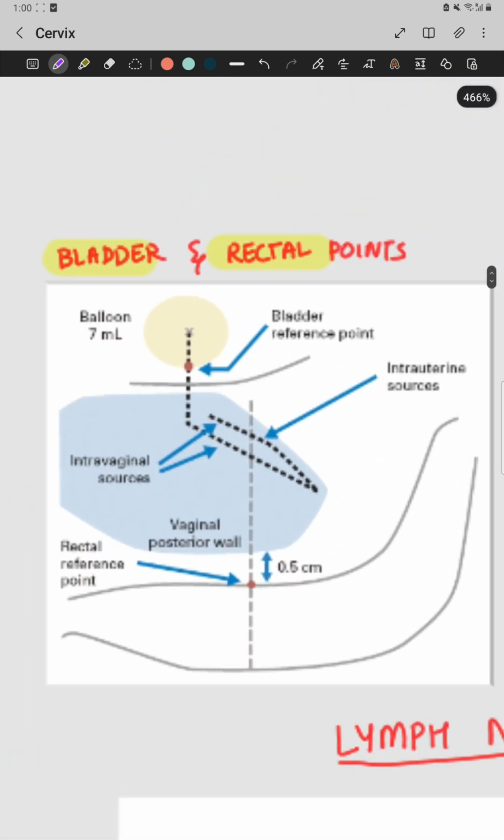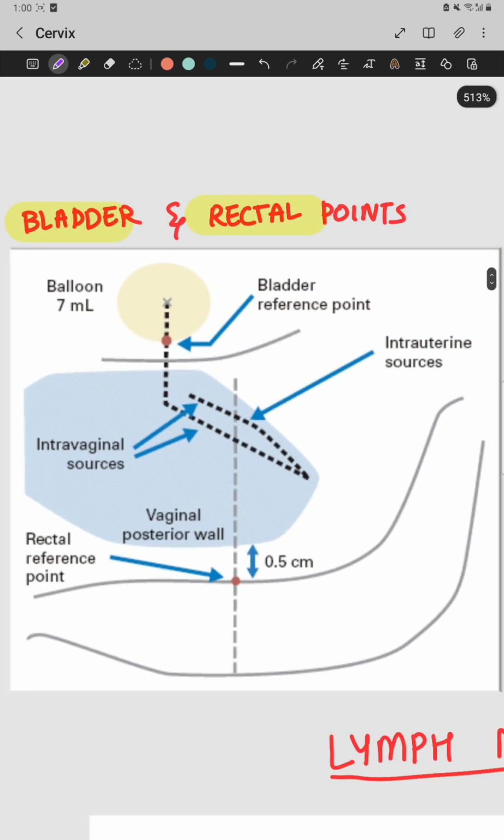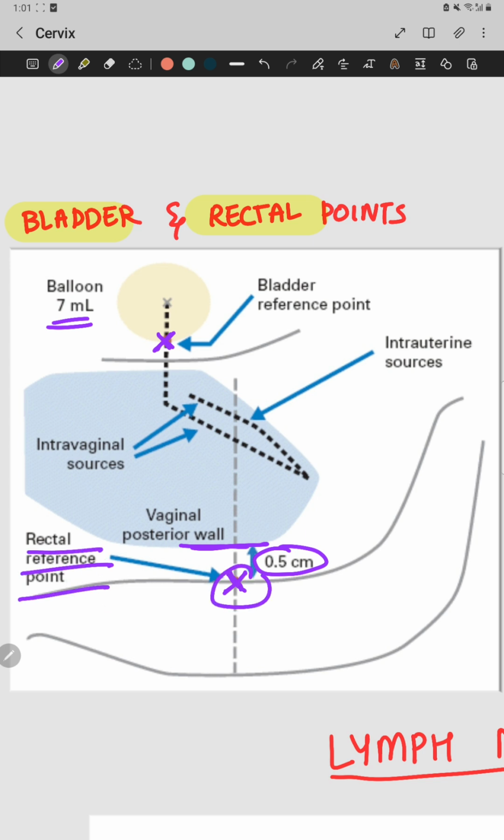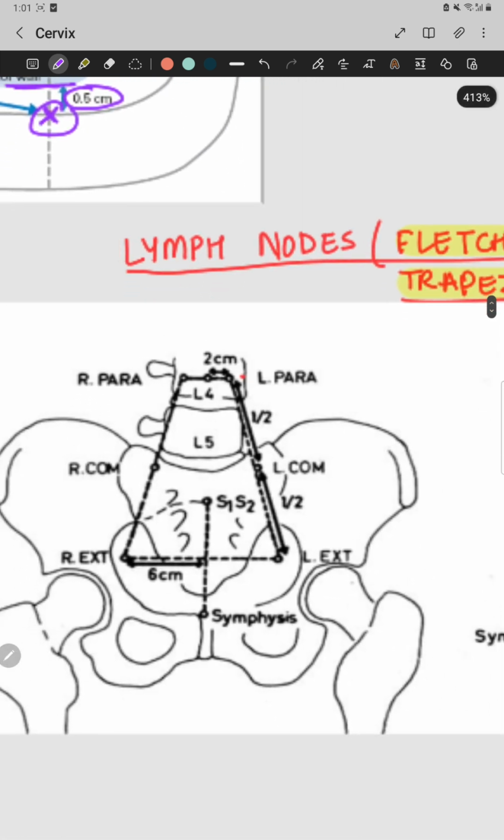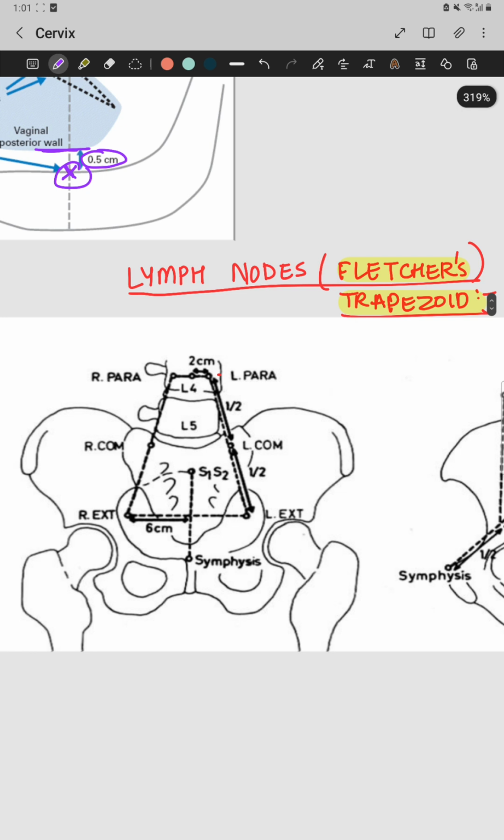What are the bladder and rectal points? The bladder point is when you inflate the catheter balloon with 7 ml or 7 cc of fluid. The posterior most point, perpendicular central one, this will be the bladder reference point, and 0.5 centimeters from the posterior vaginal wall to the rectal wall, this will be the rectal reference point. Now for lymph nodes there is Fletcher's trapezoid.